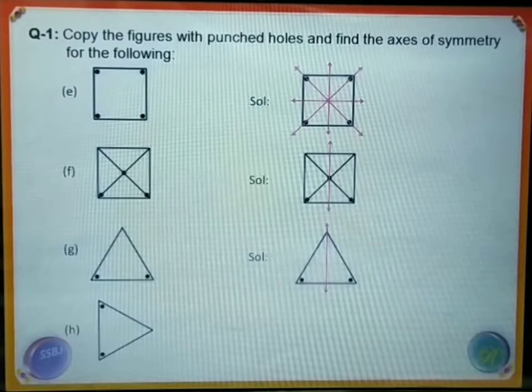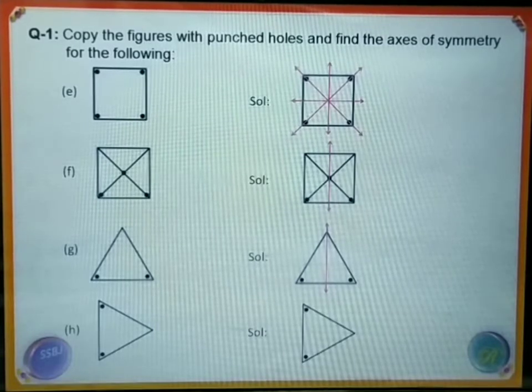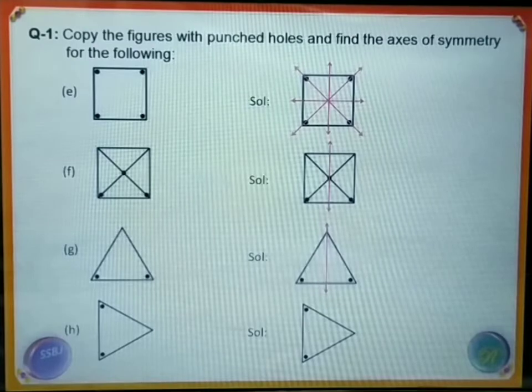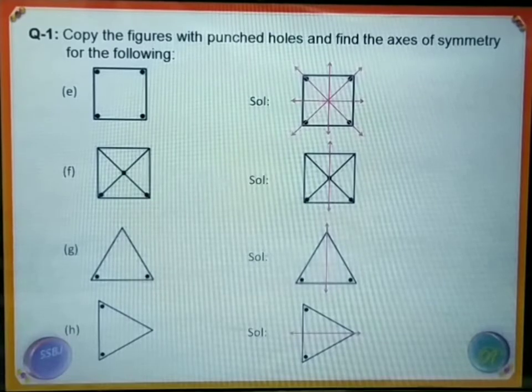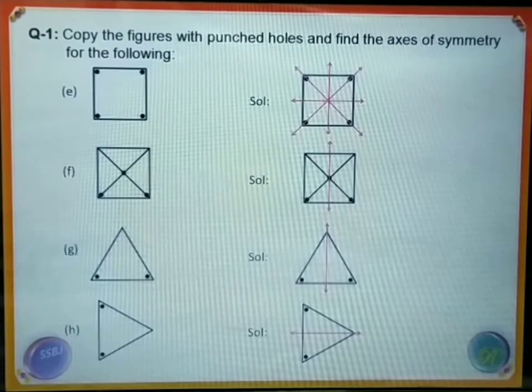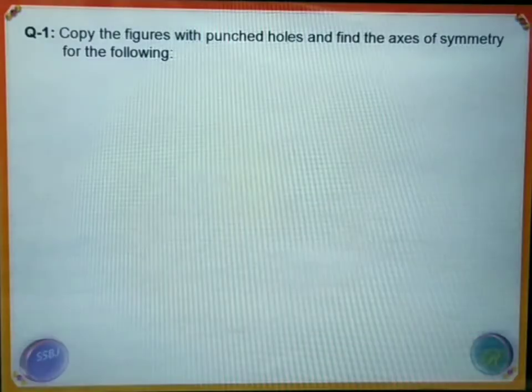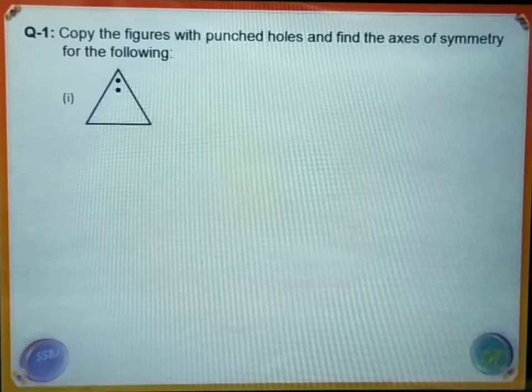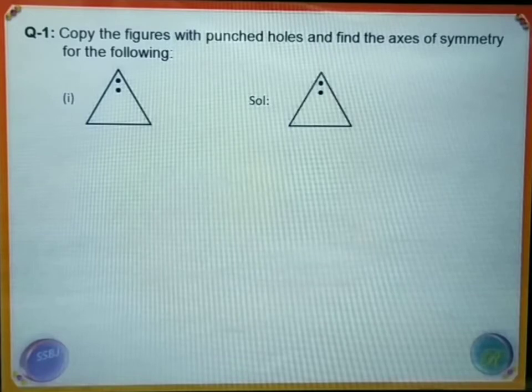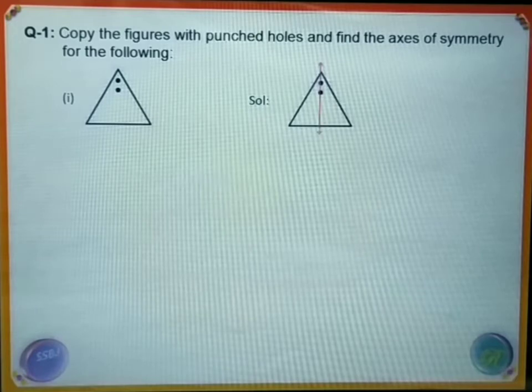H. Solution. Take the copy of this figure. Draw the line or axis of symmetry. How many are we going to get? Only 1. Next figure, I. Solution. Take the copy of this figure. Draw the line of symmetry.